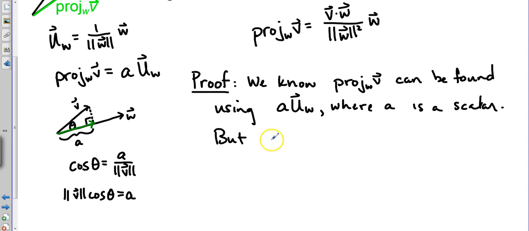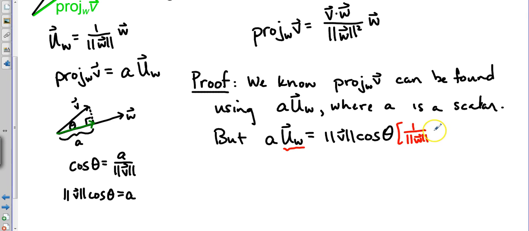So a times the unit vector of w is equal to, we know an expression for a, so it's just the magnitude of v times the cosine of theta. And that comes directly from down here. And then the second part of this is we know how to find the unit vector. The unit vector in the direction of w we can find by taking w and multiplying it by 1 over the magnitude. So I've got 1 over the magnitude of w multiplied by w.